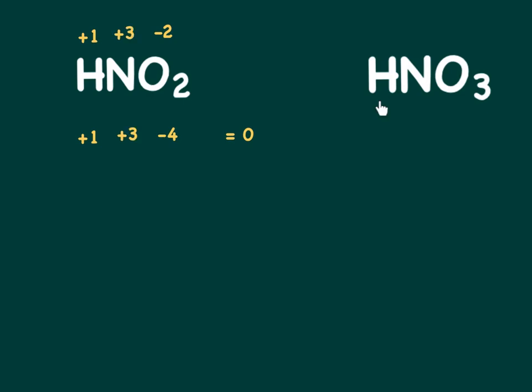Now over here, my oxidation number for the hydrogen is going to be +1. And the oxygen is going to be -2. But now we have 3 oxygens giving us a total of -6, which means the oxidation number of the nitrogen is +5.